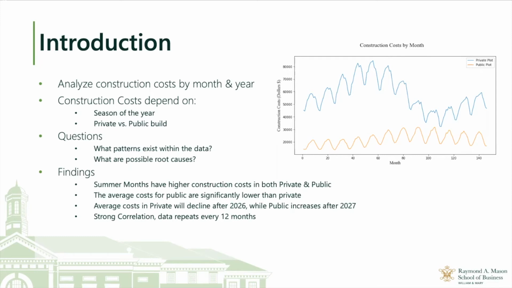Some of those are that summer months have higher construction costs, both in public and private. The average costs for public are significantly lower than private. Average costs in private will decline after 2026, while public increases after 2027. Strong correlation, and the data repeats every 12 months.